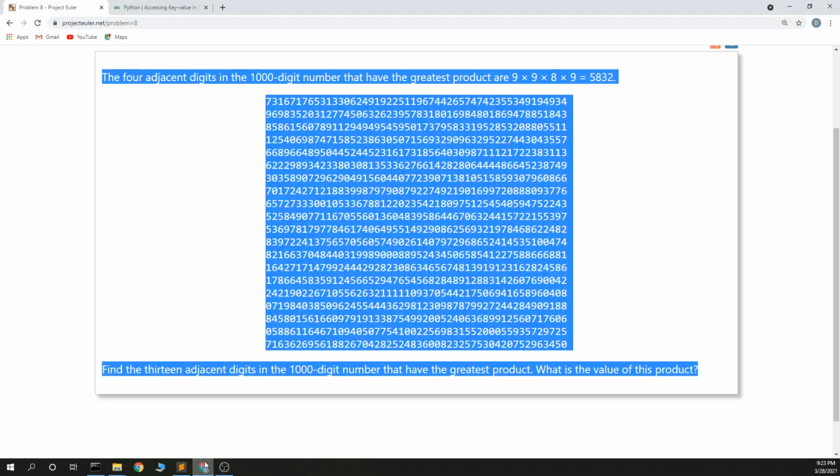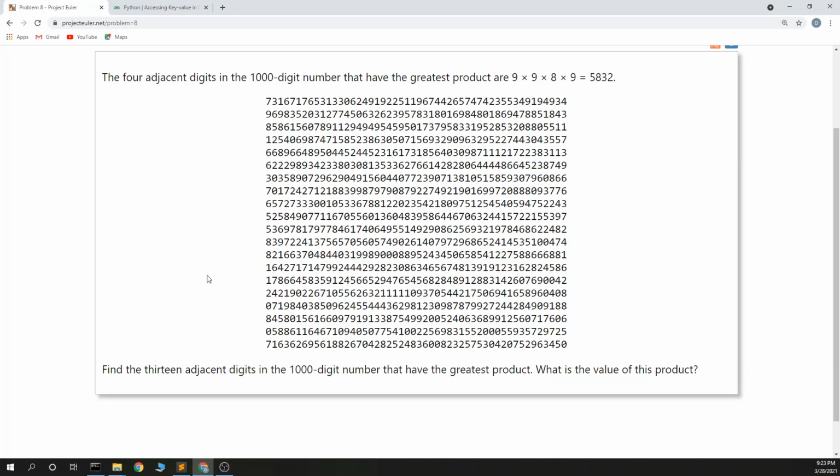This is Dubious Code, and this is Project Euler number 8. So here I have a 1,000 digit number. This is a fun one because it's a string-based one, I think.